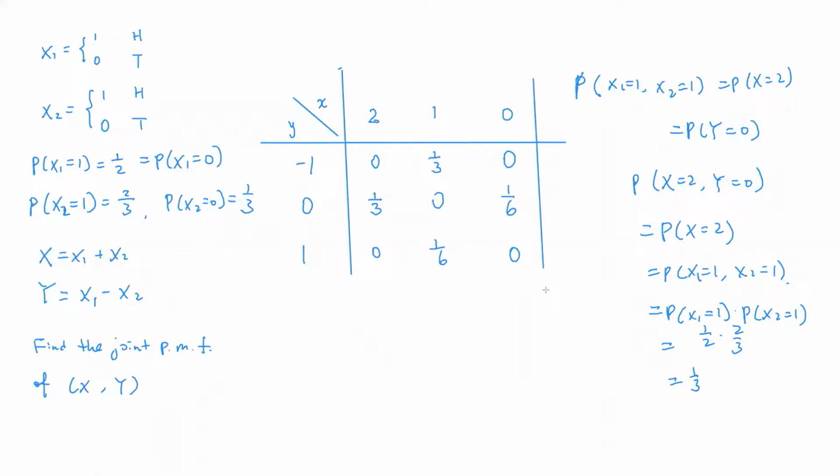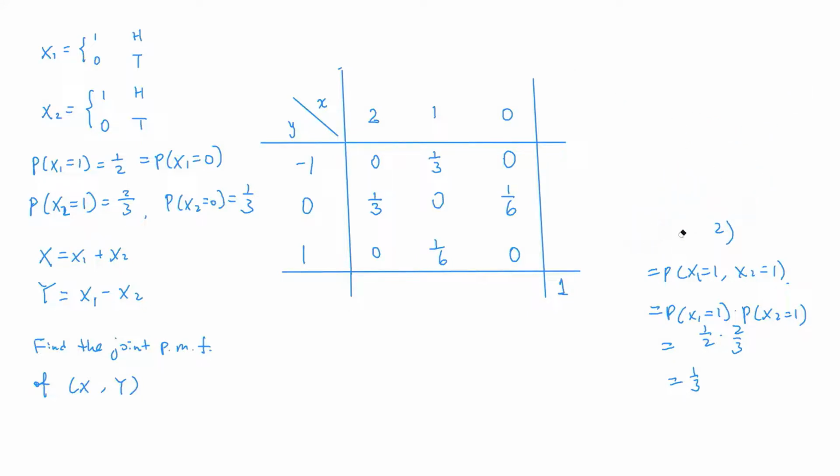This table shows the joint PMF. And the second part of the definition, the sum of everything should be 1, so you add them up. Yes, indeed, it's 1. So this is the joint PMF. We can get it by reasoning out all the probabilities.